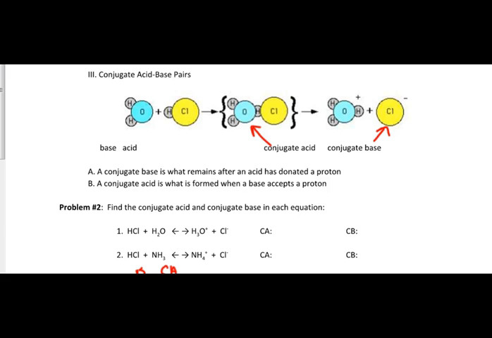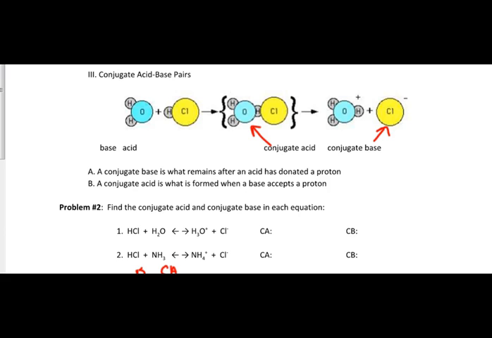So let's talk about conjugate acid-base pairs. This belongs with the Bronsted-Lowry definition. A base, remember, is a proton acceptor, and an acid is a proton donor. The definition of a conjugate base is what remains after an acid has donated a proton. The acid in this example is HCl. The H is going to donate its proton to the water, and the Cl is going to be your conjugate base. It's losing that proton, so the conjugate base is the one with one less proton.